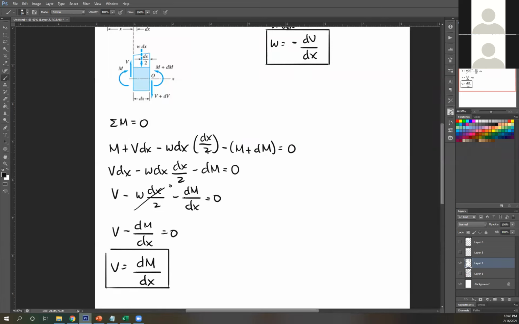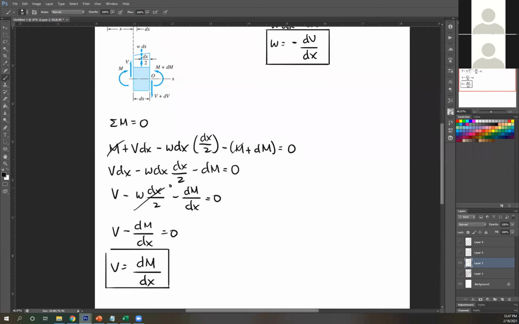And then moment, this is counterclockwise, therefore minus (M plus dM) equals 0, right? So simplifying that, V dx, since M cancels out, V dx minus w dx over 2 times dx over 2 minus dM equals 0. Now divide everything by dx. You get V minus, dx over dx cancels out, w dx over 2 minus dM over dx equals 0.